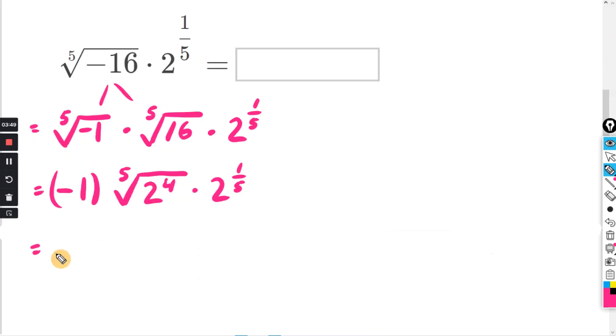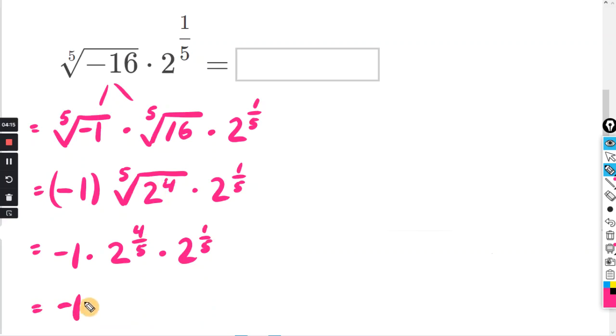All right, -1 and 2 to the 4th. The fifth root is the same as the exponent 1/5. So this is going to be 2. The exponent goes to the numerator, that's 4, and the root goes to the denominator, that's 5, and that's times 2 to the 1/5. Okay, so I just converted this right here to a fractional exponent.